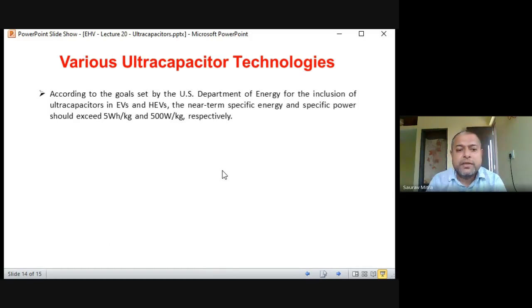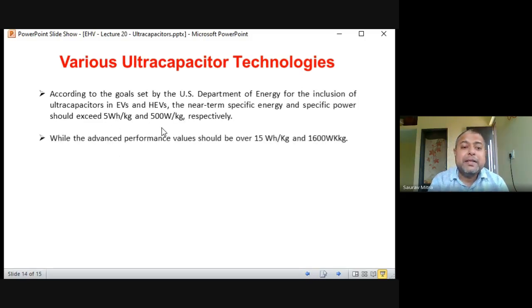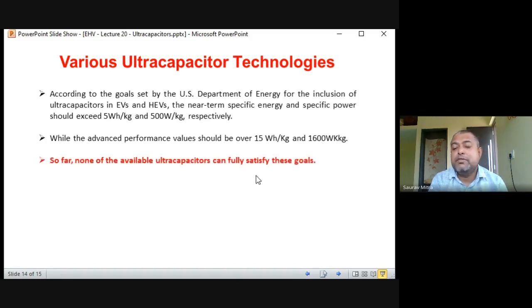For the inclusion of ultracapacitor, the near-term specific energy and specific power should exceed 5 watt-hour per kg and 500 watt per kg respectively. That means if you want to include ultracapacitor as a vehicular component, as per the US Department of Energy, it should have a specific energy of 5 watt-hour per kg and specific power of 500 watt per kg. But for advanced performance, it should be 15 watt-hour per kg and 1600 watt per kg. But none of the available ultracapacitors can fully satisfy these goals.